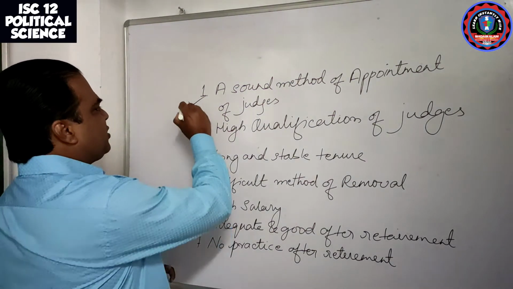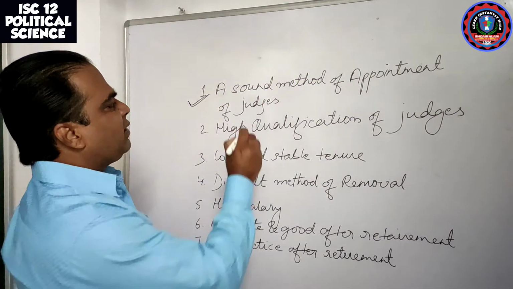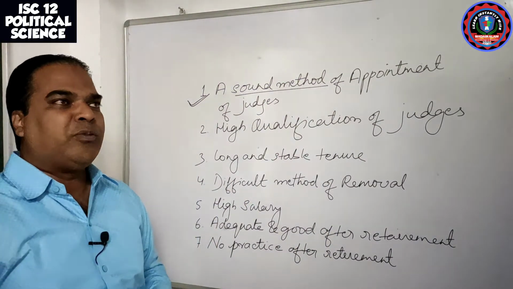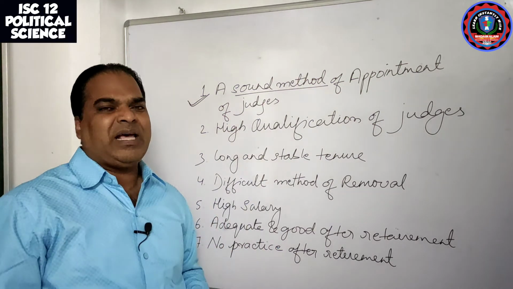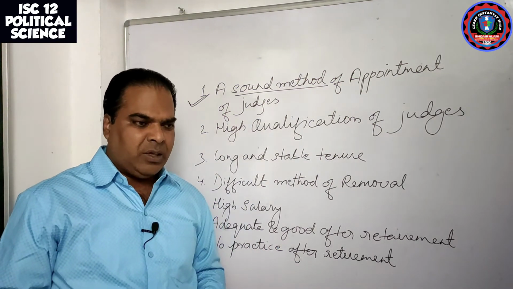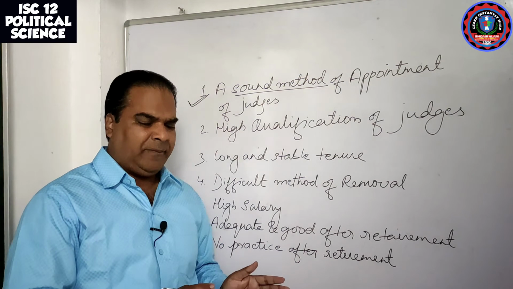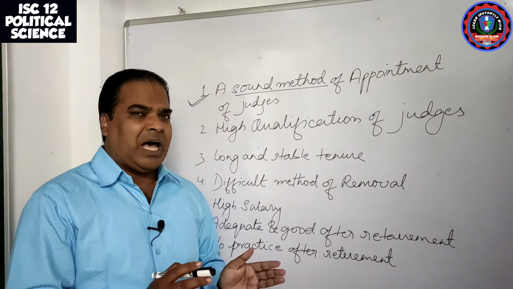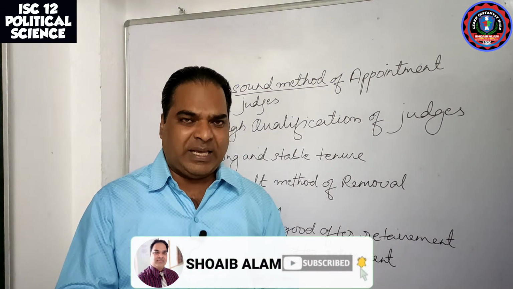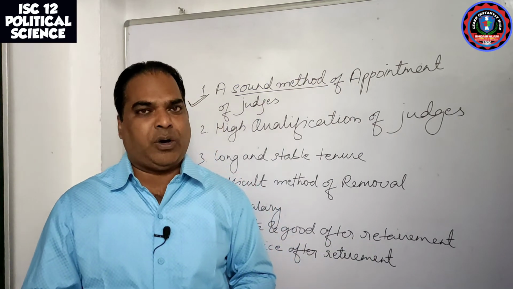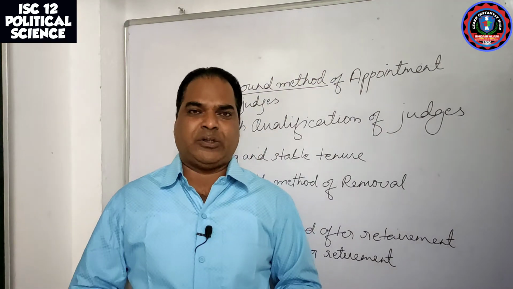Now the first point which we are going to discuss is a very sound method of appointment. In almost all the countries of the world, the appointment making power is given in the hands of the executives. So let's discuss how they are appointed in India and USA. In USA, the judges are appointed by the President of USA. In India, the judges are also appointed by the President of India.